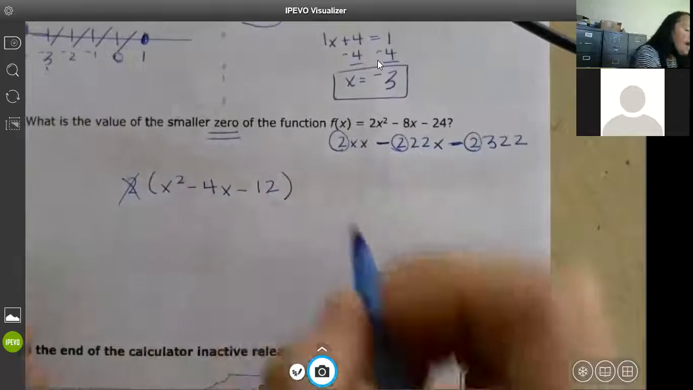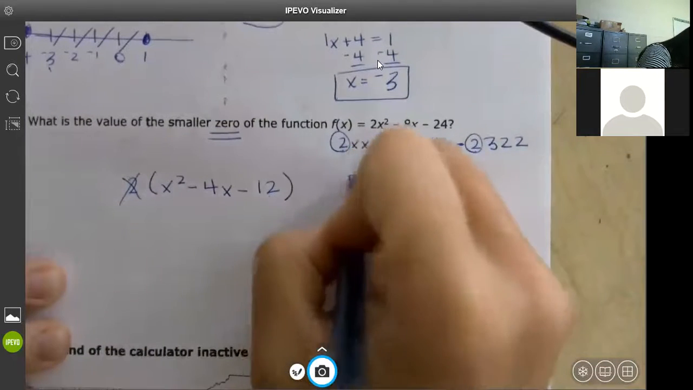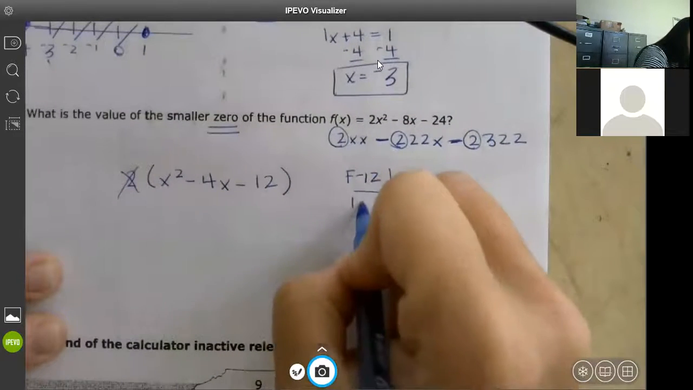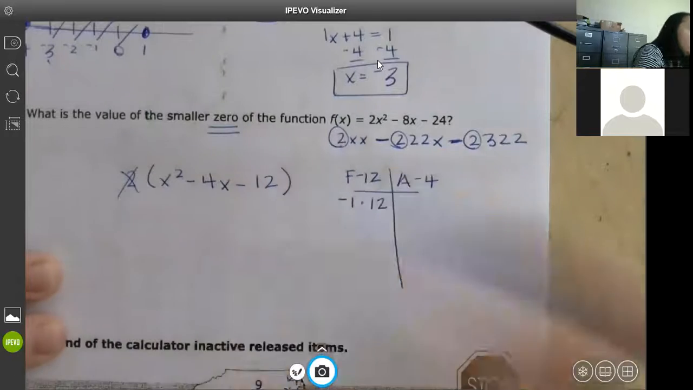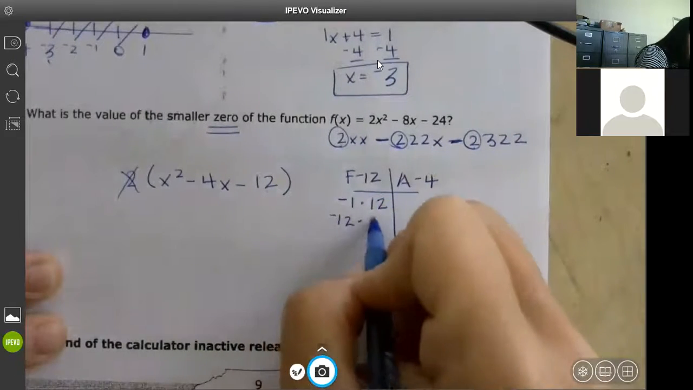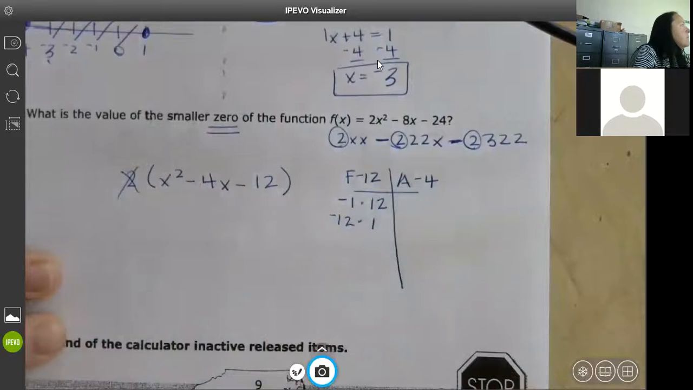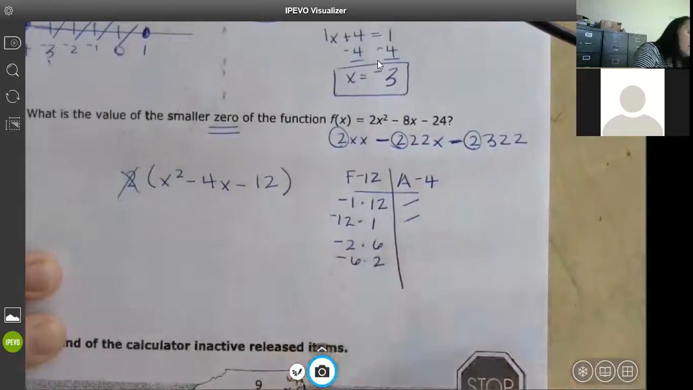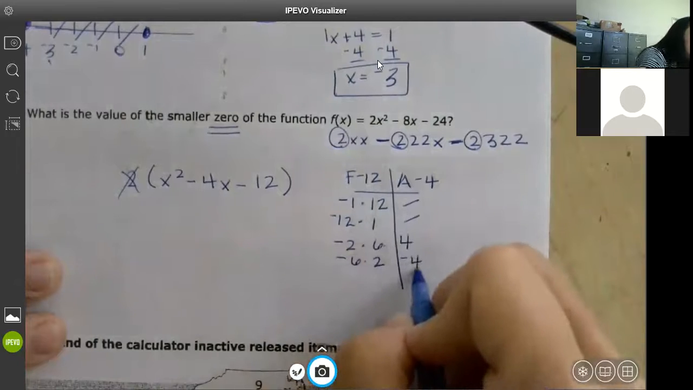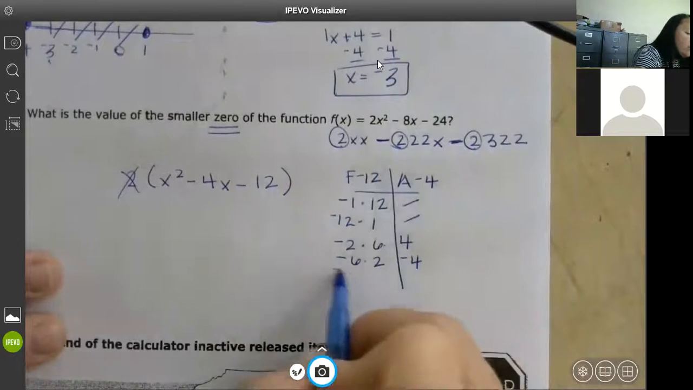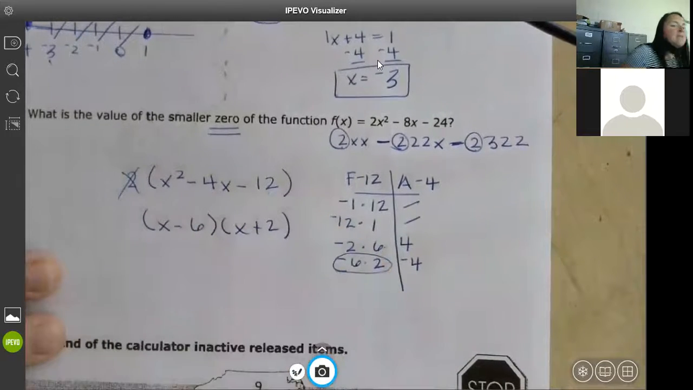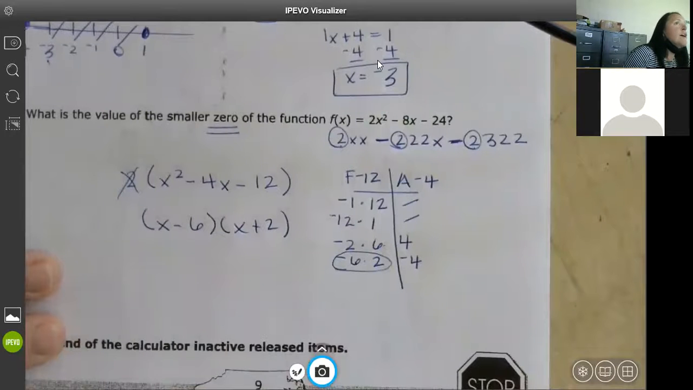Cheater method. What are your factors of 12 that add to negative 4? And it's got to be factors of negative 12 that add to negative 4. So think about your factors of 12. 1 and 12, one of them has to be negative. Will either one of those give you negative 4? No. We can do 2 and 6. One of them has to be negative. Negative 2 plus 6 gives me positive 4. Negative 6 plus 2 gives me negative 4. I wanted negative 4. So these are my factors. A negative 6 and a positive 2. Again, not hard factors.